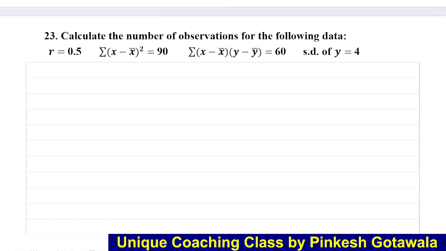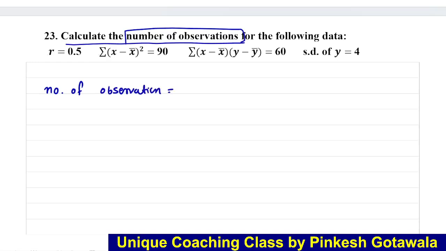Now look at number 23, almost like the previous sum. Calculate the number of observations for the following details. What they ask is to find out the number of observations. Number of observations means here we have to find out n.